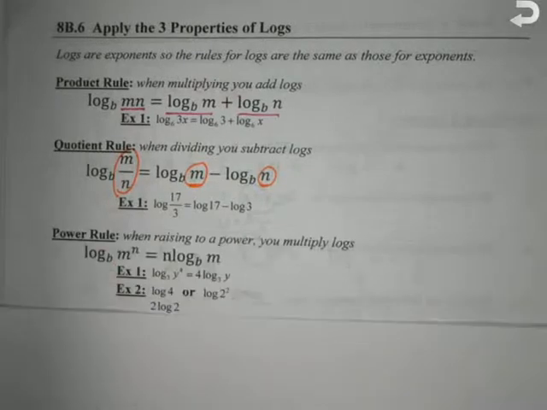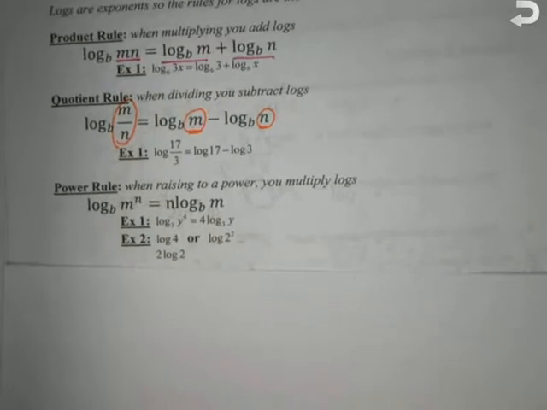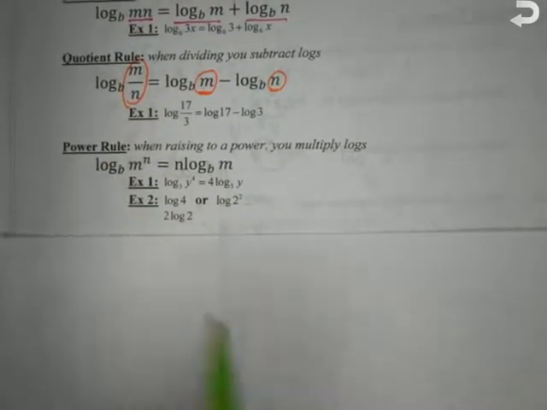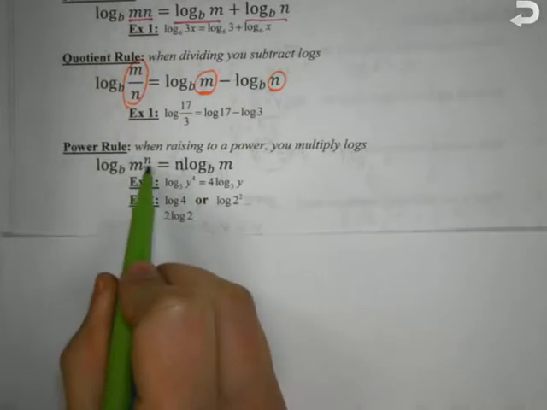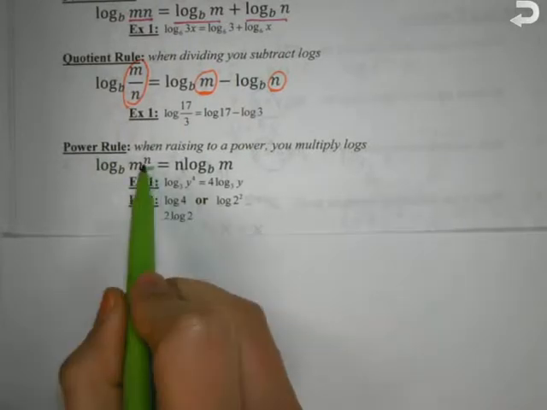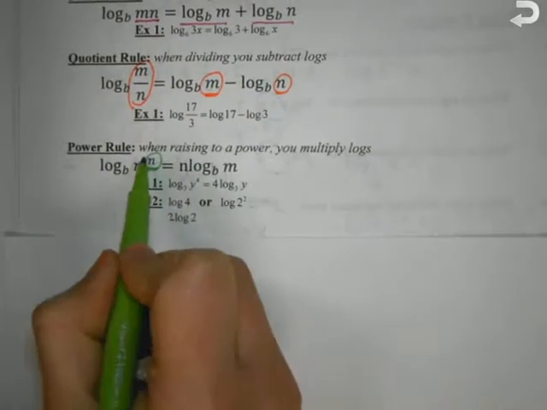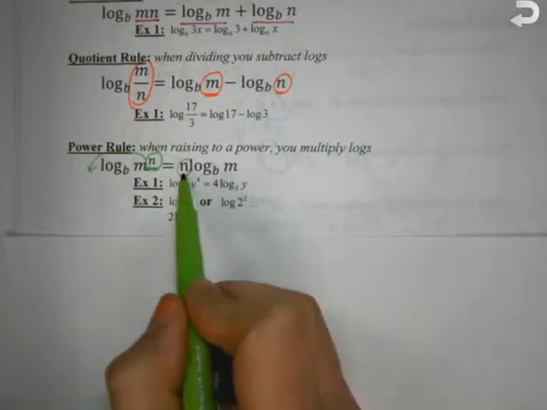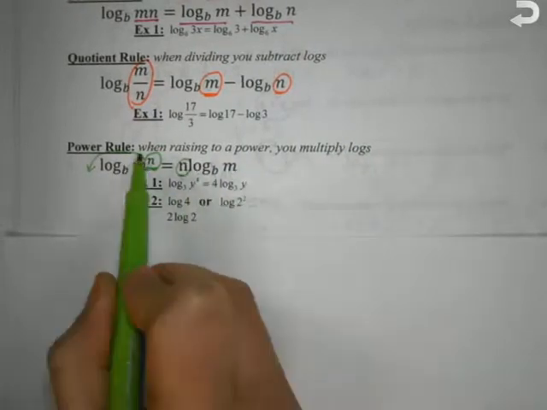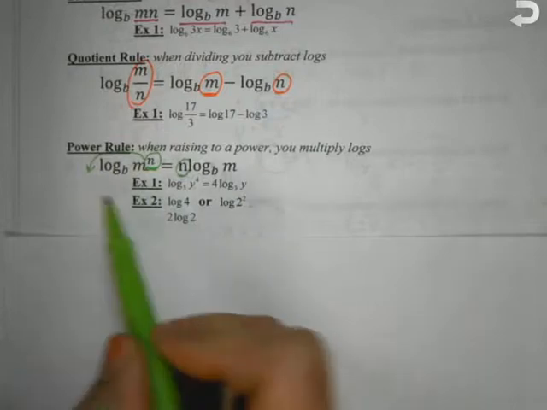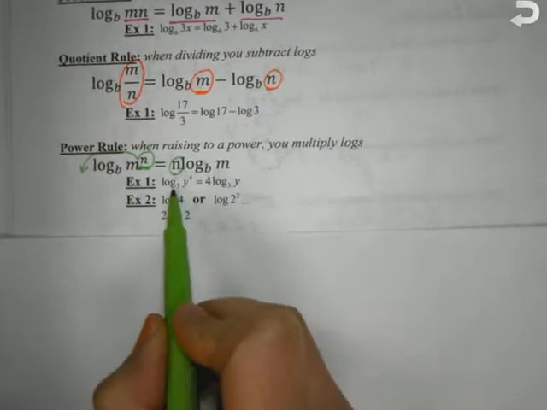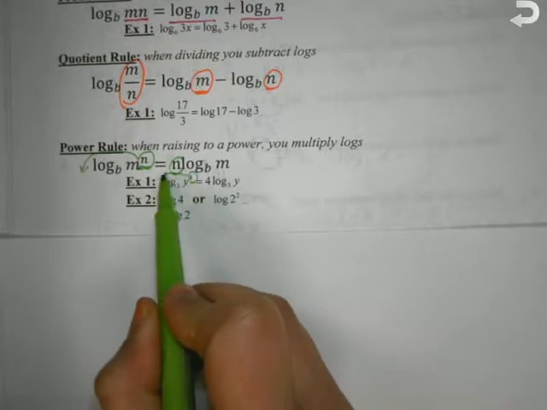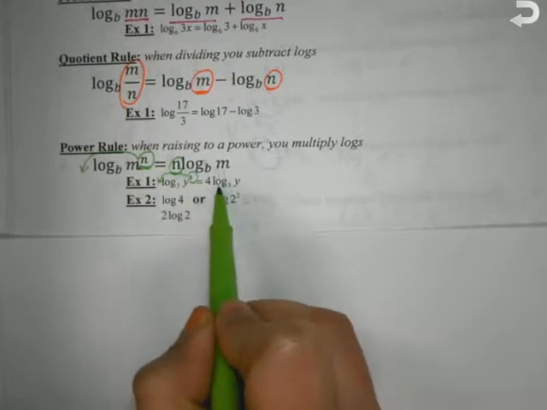Okay, power rule. When we are raising a power, so for example, log base b of m to the n, we take that exponent and bring it out in front. So we can rewrite it as n log base b of m. So that exponent just comes up to the front. Okay, so if I have log base 3 of y to the 4th, I take that 4 and I bring it out to the front. So that's 4 log base 3 of y.